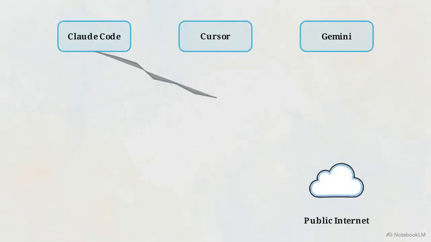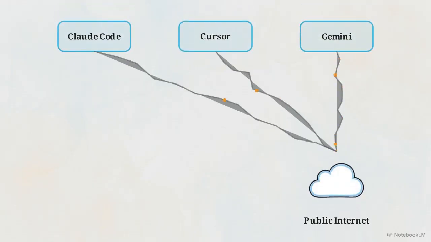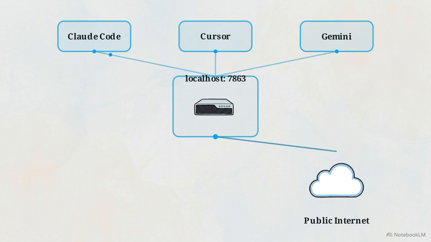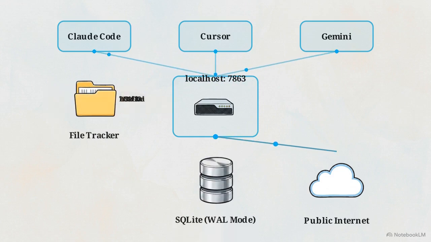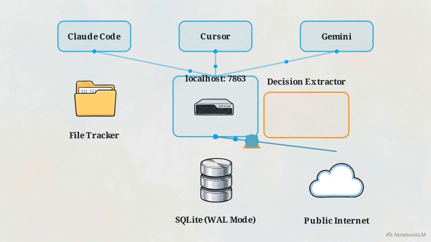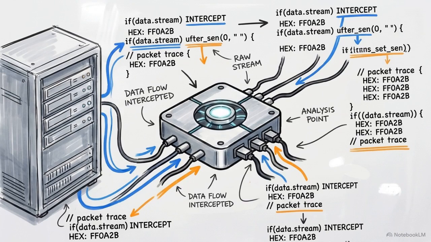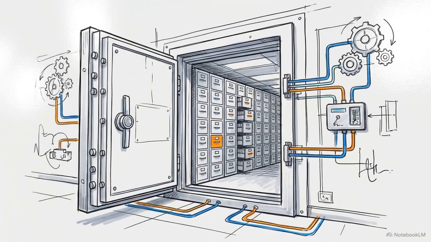Solving the problem of isolated AI tools does not require a new user interface. It requires taking control of the network routing layer. Point the API base URLs of your tools away from the internet, straight to a local port, localhost 7863. Here, a file tracker computes mathematical hashes to log altered files, while a decision extractor mirrors logic nodes into a local SQLite database. By passively listening to the traffic, the proxy translates fleeting, temporary API calls into a permanent, highly searchable memory bank for your entire project.